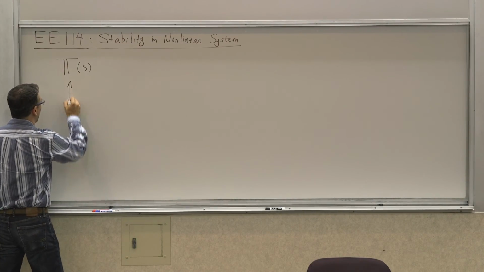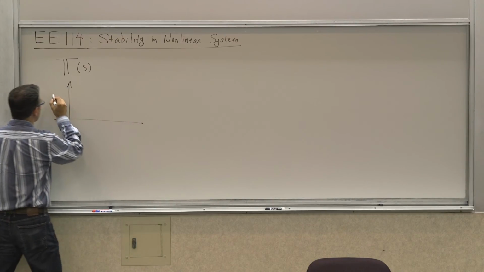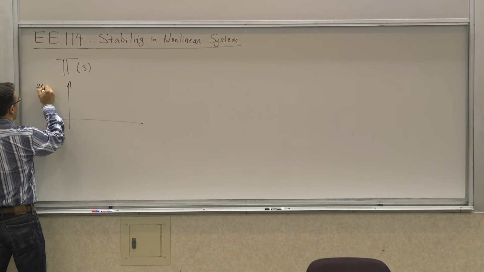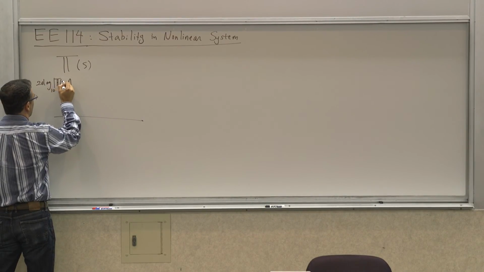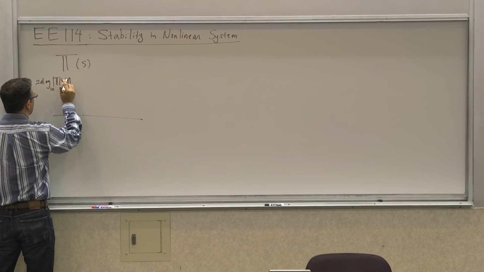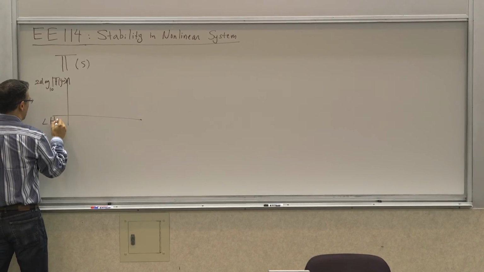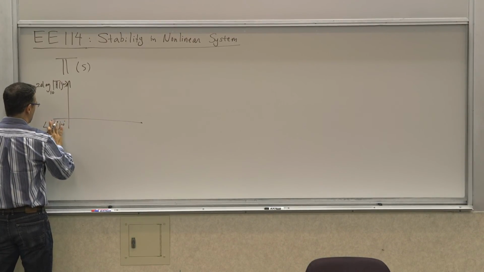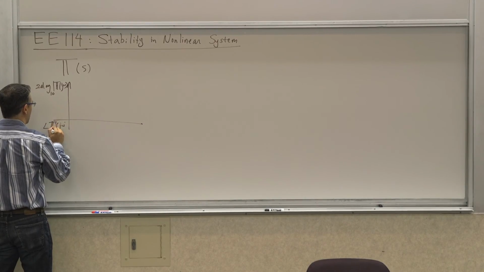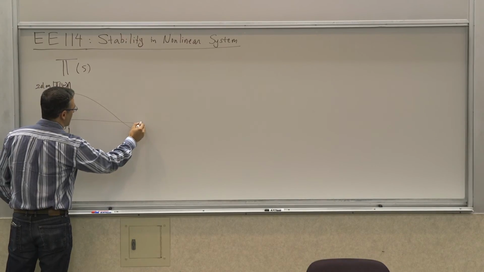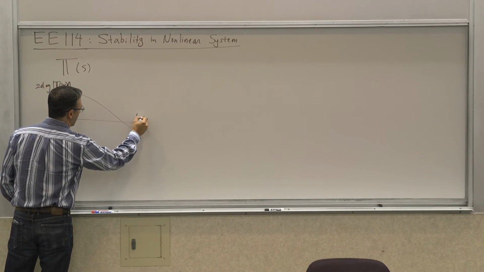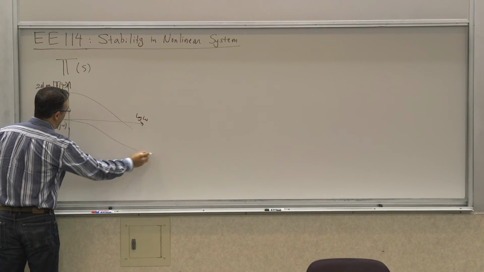We looked at the Bode plot view, which basically was looking at the magnitude and phase of the loop gain, T of j omega. And then we saw that you can see it as a function of omega. This is usually log of omega. And we have a plot like this.